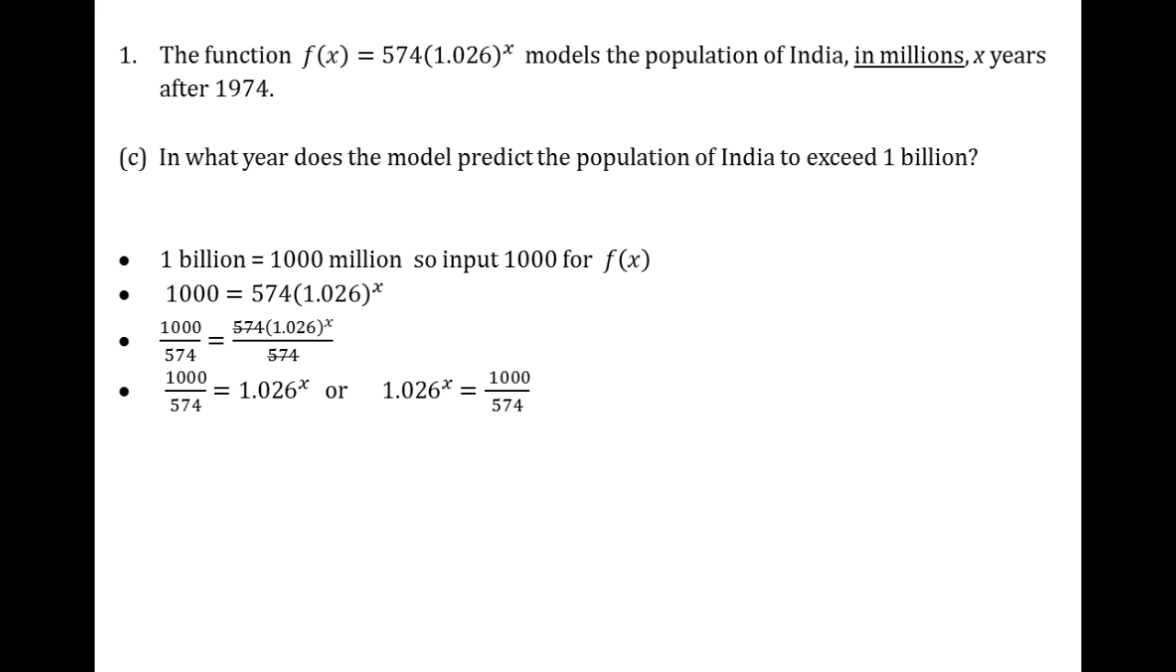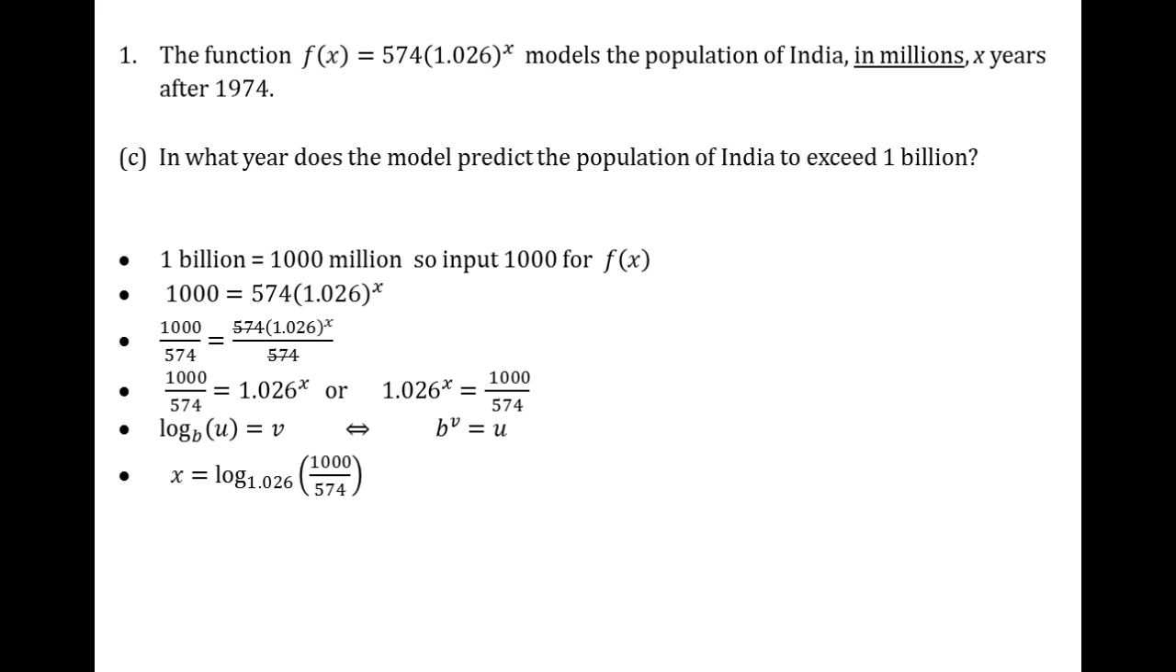Now here's where logarithms come involved. We can't solve that algebraically. We have to convert this from exponential form to logarithmic form. Just to remind you of our conversions, there it is. Log base b of u equals v is equivalent to saying v is the exponent we have to raise b up to obtain u. So in this case, b is 1.026, v is x, and u is 1,000 over 574. So that converts over to x equaling log base 1.026 of 1,000 over 574.